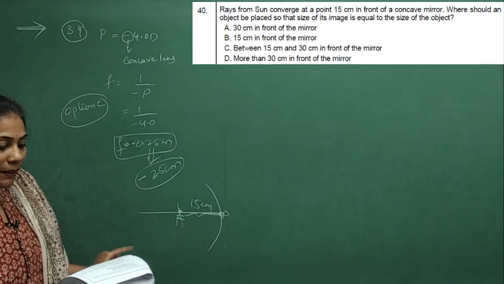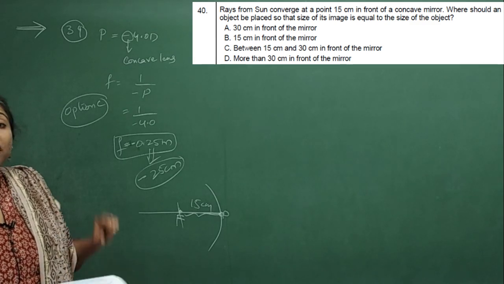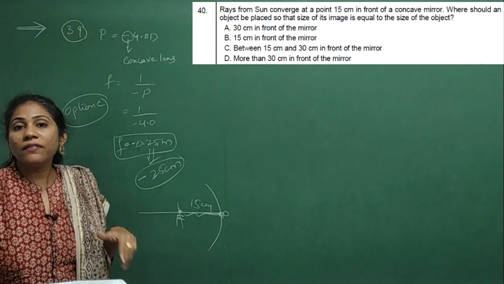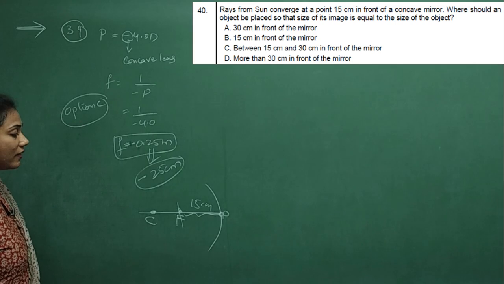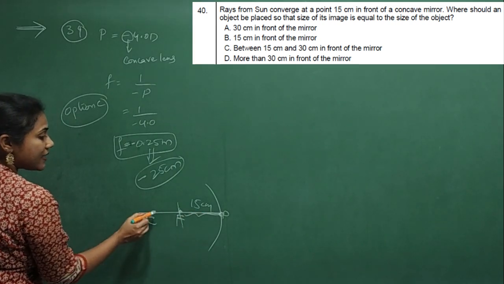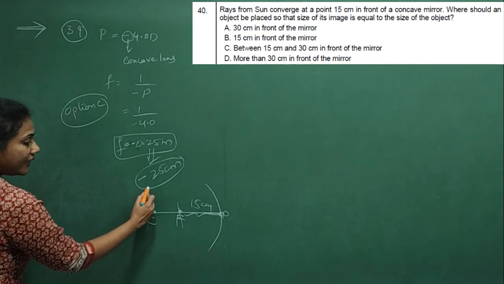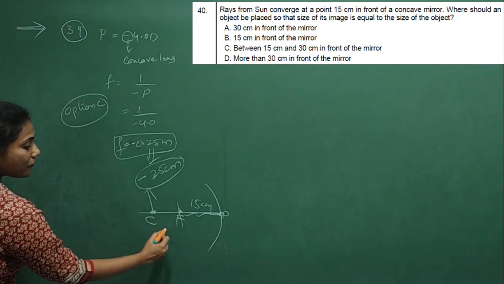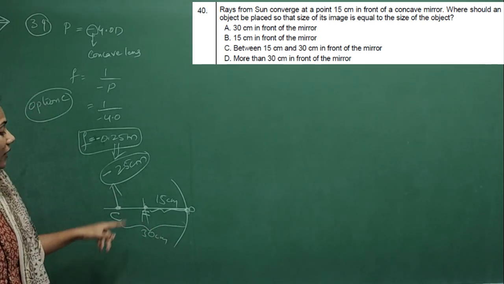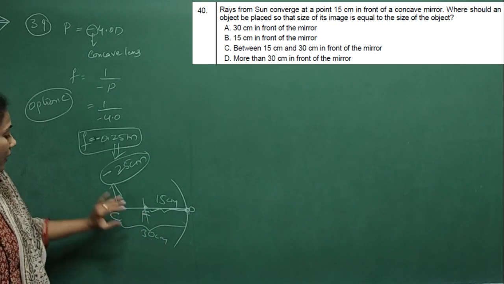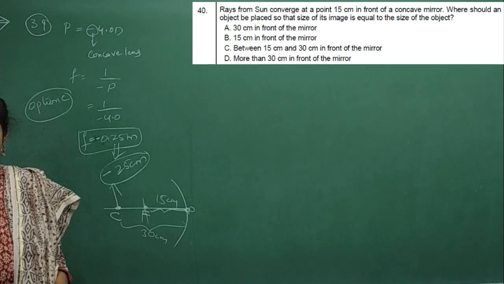Where should an object be placed so that the size of its image is equal to the size of the object? When do you get the size of the image equal to the size of the object? When the object is placed at the center of curvature, right? So what must be the distance in front of the mirror? It has to be 15 plus 15, that is altogether 30 centimeters. If you keep an object 30 centimeters in front of the mirror, you get an image of the same size, isn't it?